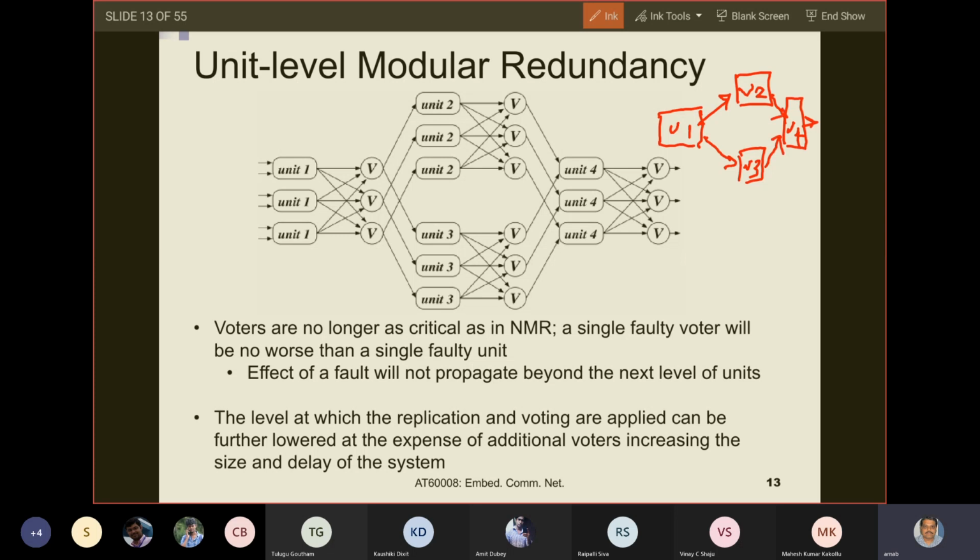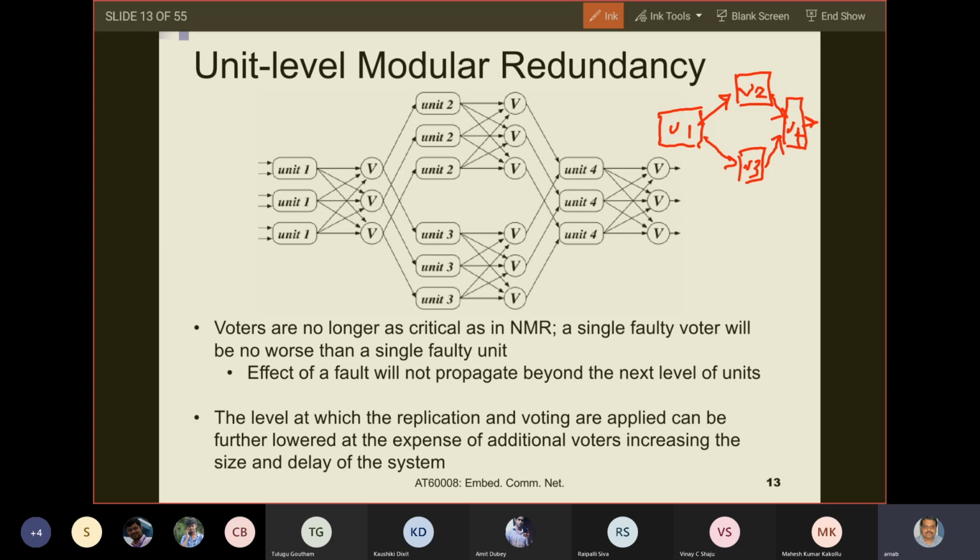Now we were taking this entire system as one box in the previous discussion. And we saw that in such a system, the correctness of the voter becomes very essential. If the voter is unreliable, then the reliability of the entire system can become very low. We were trying to determine techniques where the dependence on the voter could be reduced. So unit level redundancy is such a system.